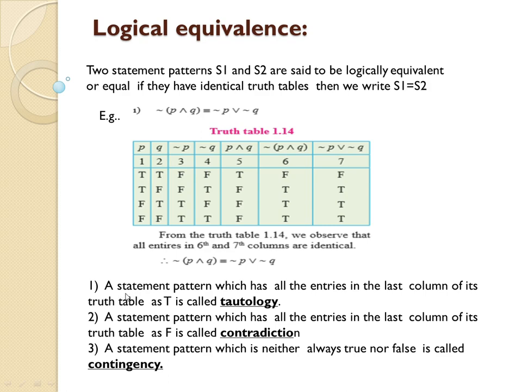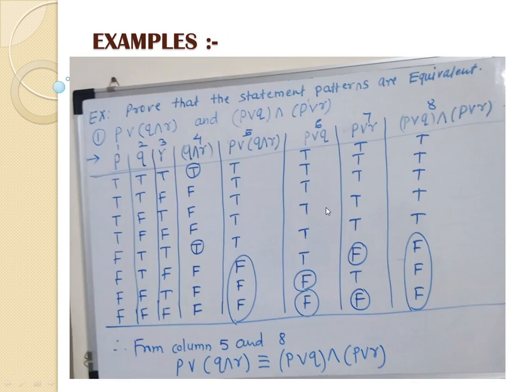A statement pattern which has all the entries in the last column of its truth table as true is called a tautology. A statement pattern which has all the entries in the last column as false is called a contradiction. A statement pattern which is neither always true nor always false is called a contingency. Here we can see that in this last column there is a combination of false and true, so this is a contingency.